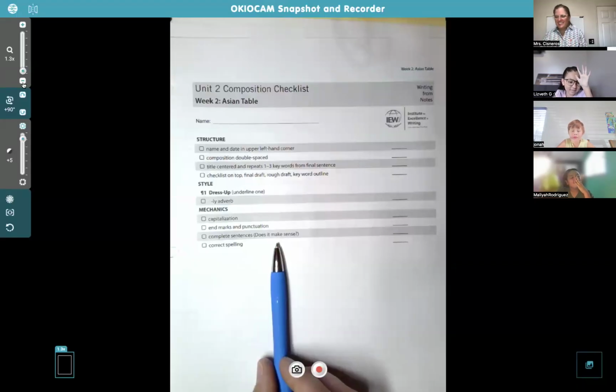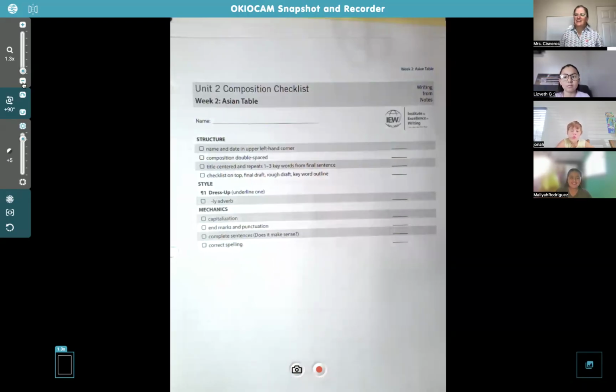What do you think, Lizzie? With punctuations? Yeah, yeah, but when you're all done and you're checking it, how are you going to know if your whole paragraph makes sense? What do you think, Malia? If you use like the right grammar and if it, I don't know, like if it's like complete and I don't know. Okay, I'll tell you guys, it's okay.